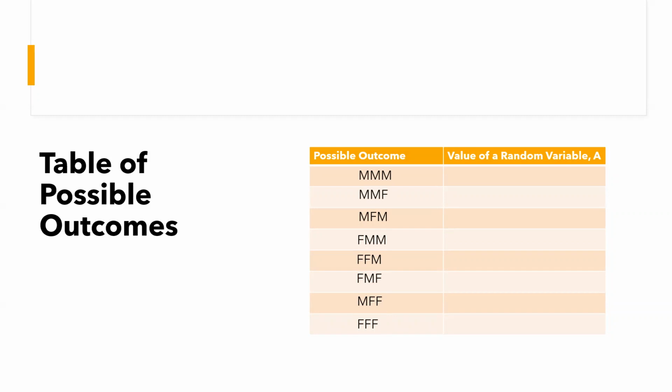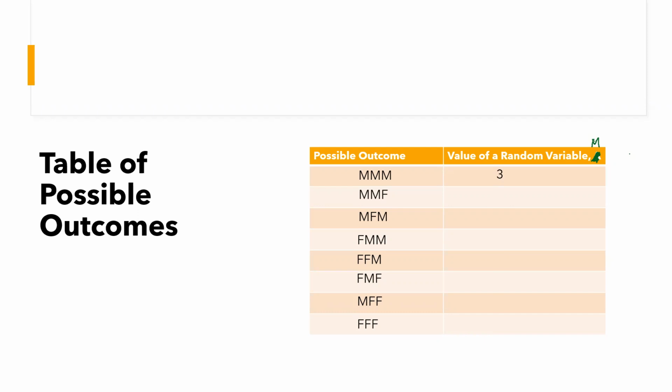Okay, so now we're going to find the value of the random variable M. So it's not A, it's really M. So the value of the random variable is, okay, for MMM, it will be 3. Why 3? Because there are 3 males.